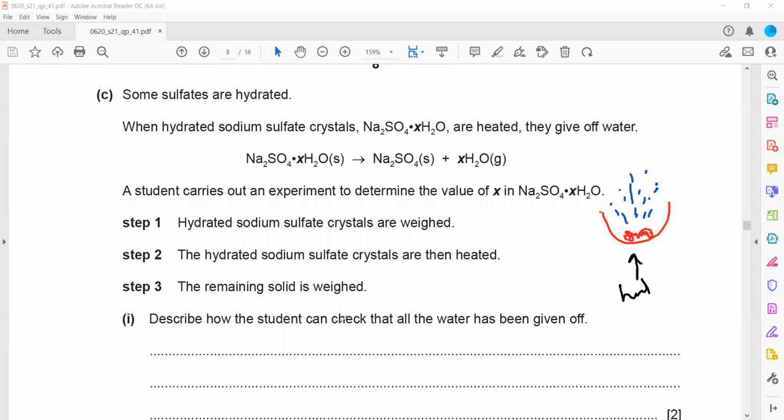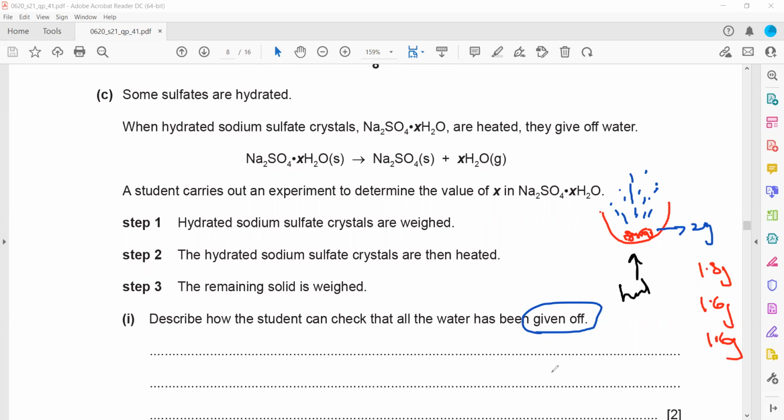How can the student check that all of the water has been given off, that there is no more water left? The student can repeat this experiment until the mass remains constant, until the mass does not change. For example, say the student started with a mass of 2 grams. The initial mass of the solid was 2 grams. The student supplies heat energy and weighs again, getting 1.8. Then he supplies energy again and reweighs, and gets, for example, 1.6. Then he supplies energy and reweighs again, and it is also 1.6.